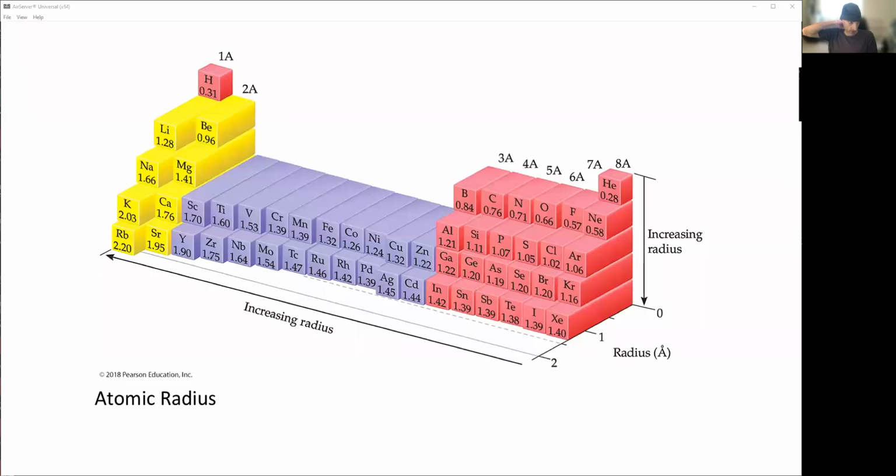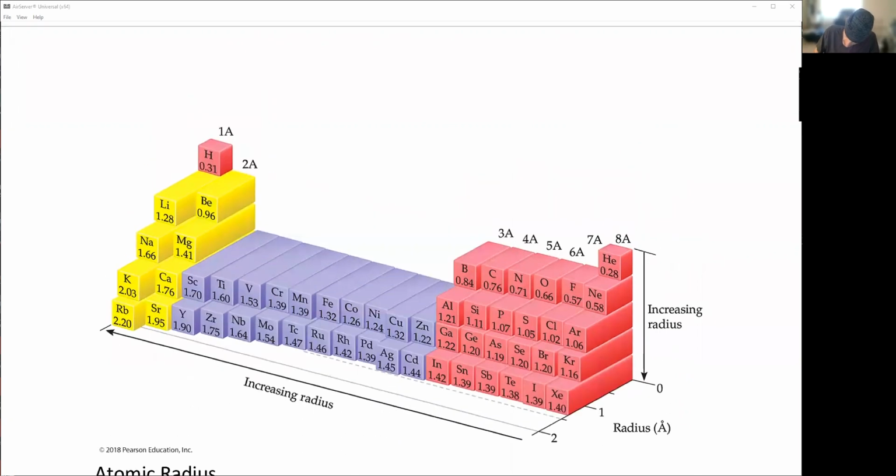Okay, so let's take a look at atomic radius. Atomic radius is exactly as you would imagine it. If I have my nucleus and a bunch of different shells of electrons, the distance between the nucleus and the furthest electron out, the valence electron, this distance right here, is going to be the atomic radius.